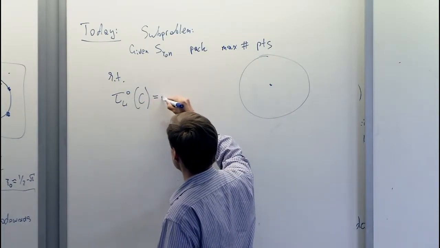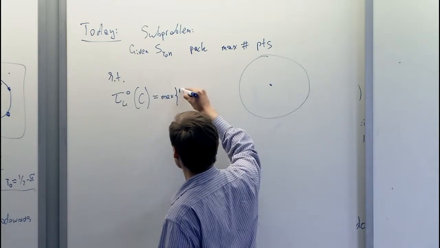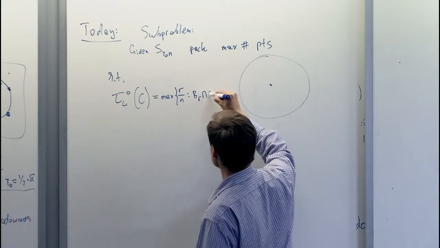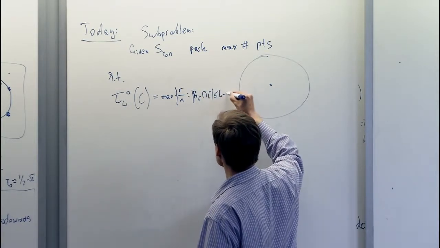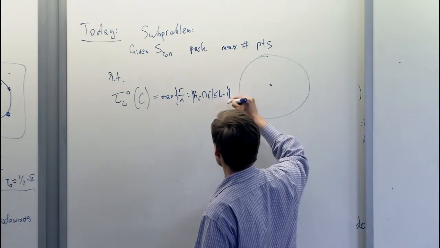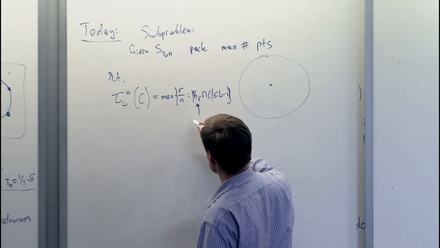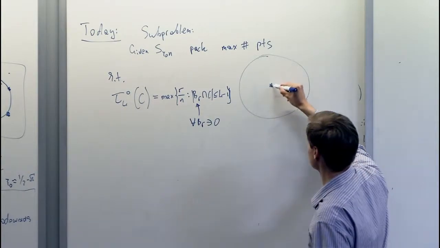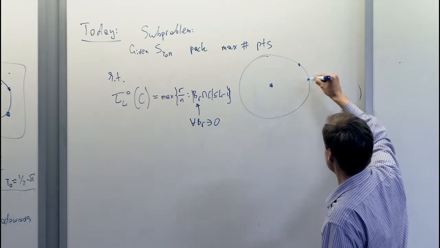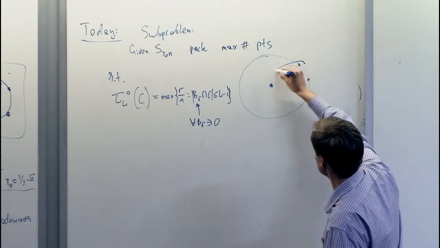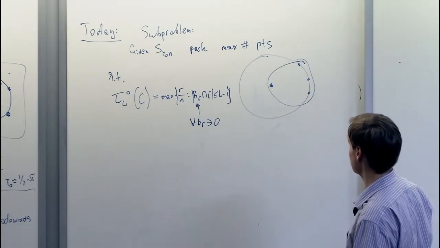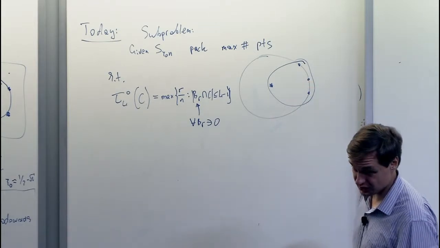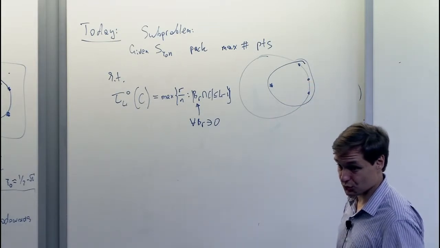It's the maximum radius such that a ball intersected with C has less than L minus 1 points. And this holds for all balls which contain 0. So it's like you want to pack points such that you cannot include L of them in any ball which also includes a 0. You want to minimize this.